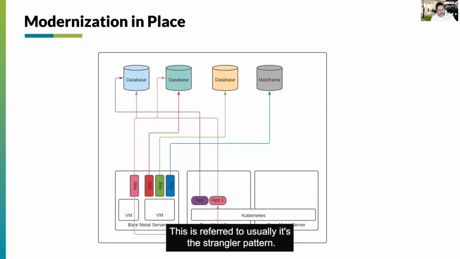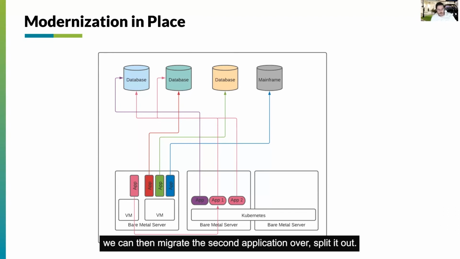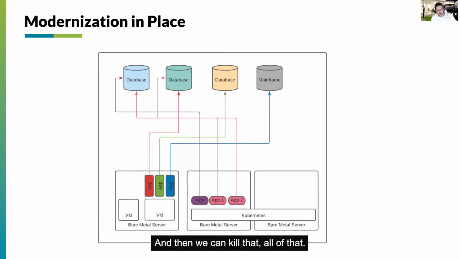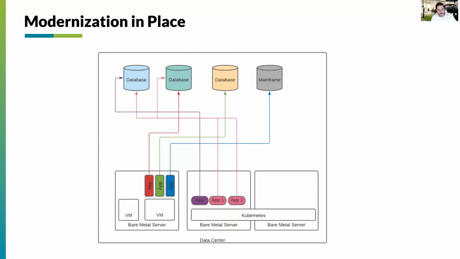This is usually referred to as a strangler pattern. We're slowly peeling off features inside of this application, standing up new integrations or new applications on the new instances, and then pointing those applications through some sort of API to the new one. And then once we get there, we can migrate the second application over, split it out, and now we have more of a microservice architecture, and then we can kill that old app. So now we've removed the VM, and we're able to migrate.